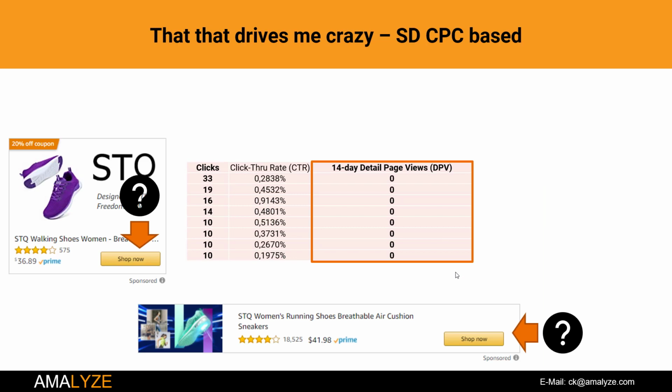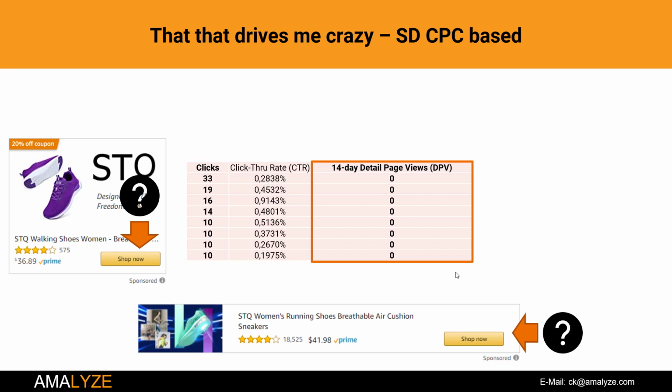But that drives me really crazy. I've directly looked into the non-VCPM data, only in the CPC sponsored display ads, and I found a lot of clicks but no detailed page views. Not in the 14-day report, not in the 30-day report. My first idea was, if I'm using a 30-day report, I have clicks in the 30 days, but maybe they were in the first 2 weeks, and in the last 2 weeks I don't get any clicks, and so I don't have any detailed page views.